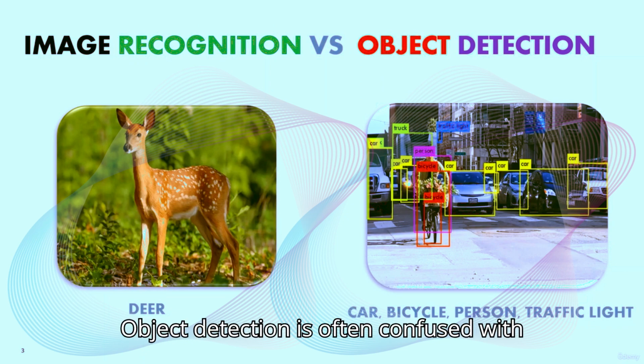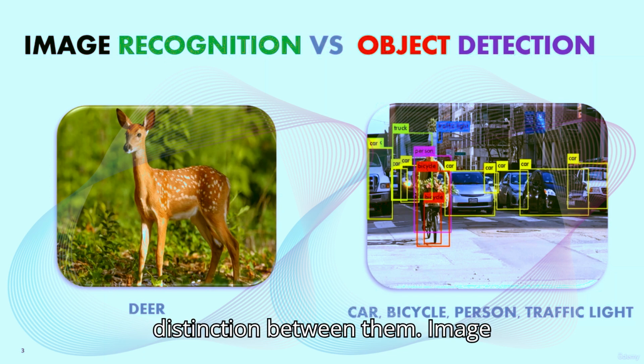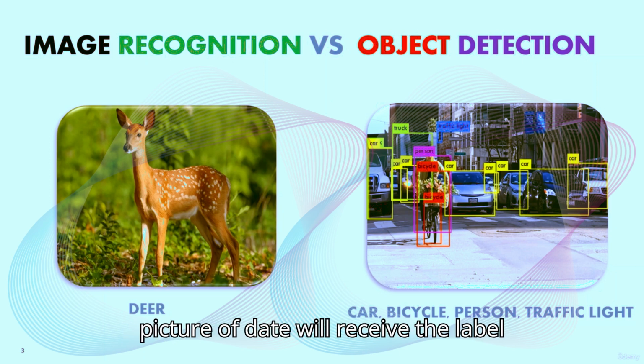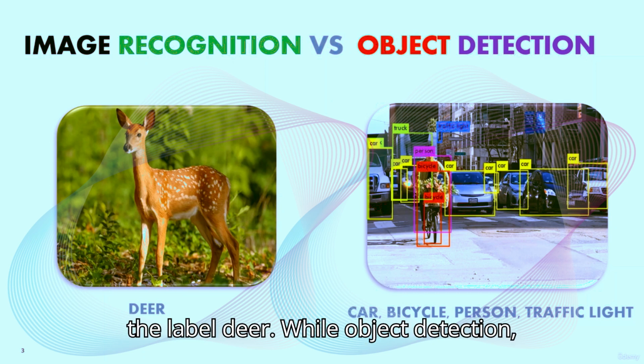Object detection is often confused with image recognition. Let's clarify the distinction between them. Image recognition assigns a label to an image. A picture of a deer will receive the label deer. A picture of two deer will receive the label deer.